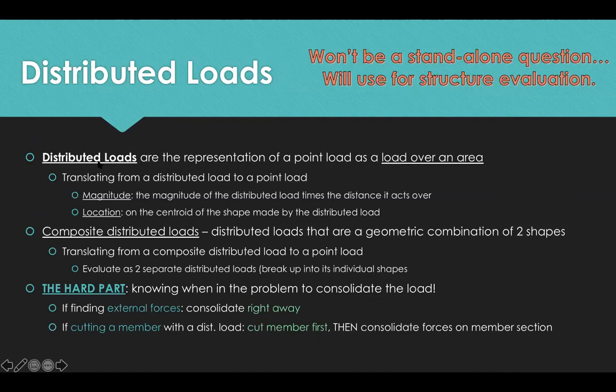So to get it back from a distributed load to a point load, you have to consider the magnitude that it's representing and the location that it would fall on. For the magnitude, you would multiply the magnitude of the distributed load times the distance that it acts over. The magnitude of the distributed load is the one that's written as newtons per meter or pounds per foot. So that's the number that you multiply by the distance that it acts over.